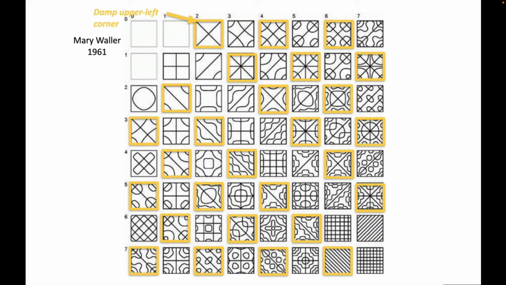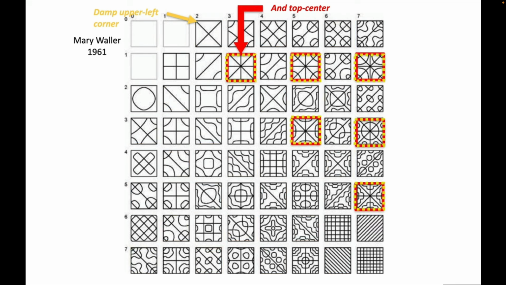If you touch the top center, again, this is the same plate, then you highlight all of the patterns that have a node at the top center. And if you touch both at the same time, you get selectively only those patterns that are consistent with both the damping on the upper left and on the lower right.